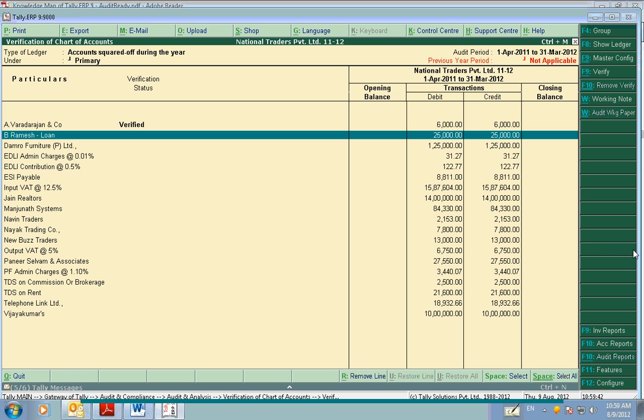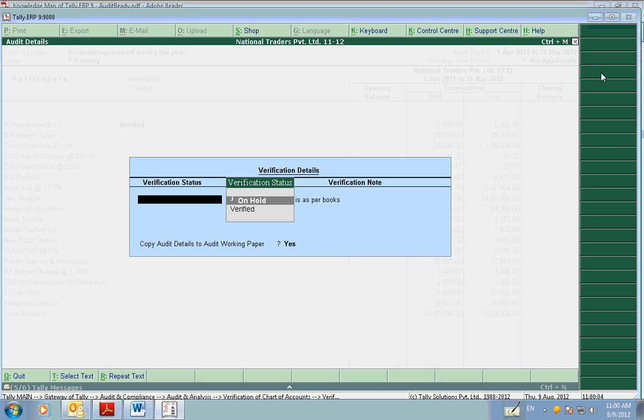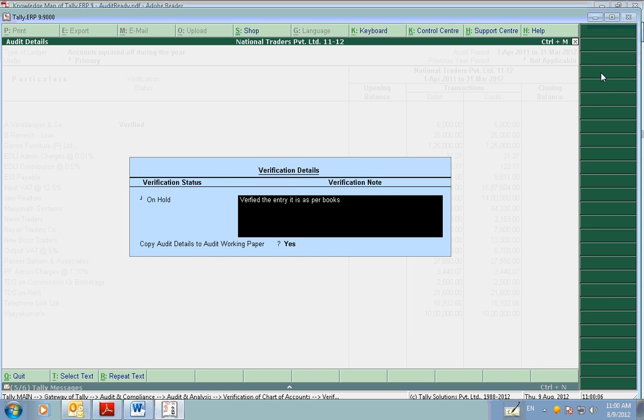These are the key areas where the owner himself can check rather than the auditor saying what exactly these are. And the business owner will have better control on his entire business transactions, what exactly is happening and what needs to be corrected. So here we have an option, verify. You can give the comment, yes, it is verified, and verify the entry, it is as per books.